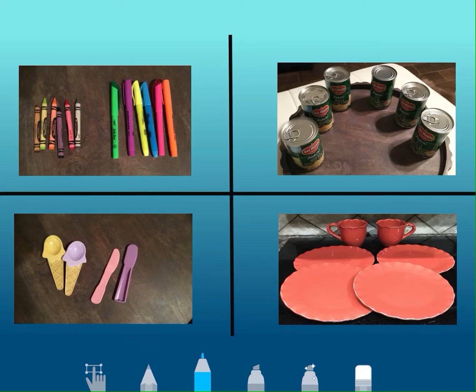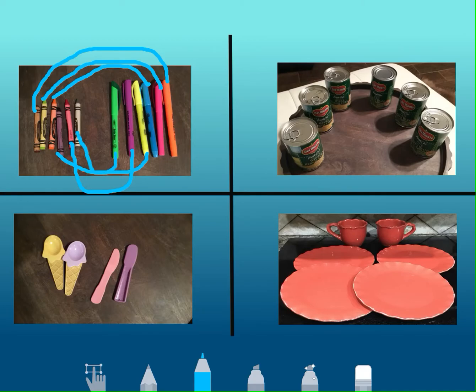Okay, we're going to line these up together. So I've got an orange highlighter that's going with this brown crayon. Okay, got a pink highlighter that's going with this light green crayon. This blue highlighter is going with this orange crayon. This yellow highlighter is going with this purple crayon. This purple highlighter is going with this red crayon. And this green highlighter is going with this gray crayon.